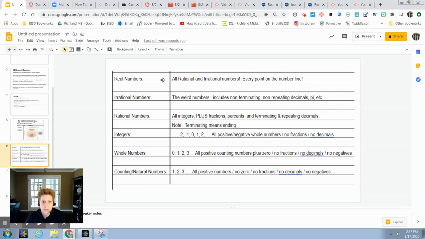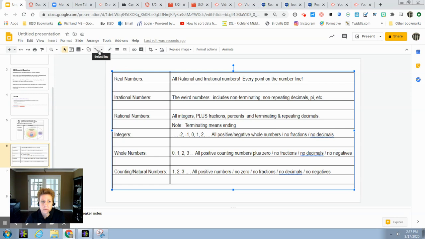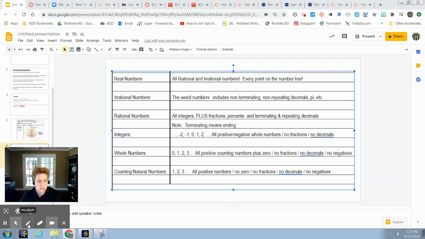So we have the real numbers here. This is our real numbers. Let's see if I can get a highlighter here, and I'm going to make it yellow. There. So the first section is the real numbers, and that is all the numbers. It's all the rational and all the irrational numbers. It's every point on the number line. It's everything, all numbers.